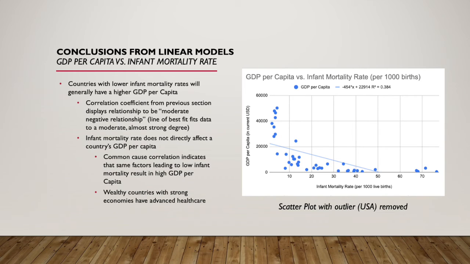As outlined in Section 6, although a country's infant mortality rate does not directly affect its GDP, countries with lower infant mortality rates will generally also have higher GDPs due to the common cause correlation which exists between the two variables. In other words, the same factors leading to low infant mortality also lead to higher GDPs, where countries which are developed enough to have advanced healthcare preventing high infant mortality generally will also have stronger economies.